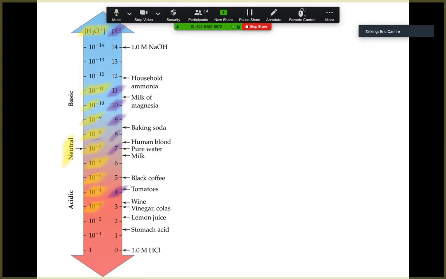And that's where the pH scale is going to be derived from. And so that's what we're going to do now. How can I go between pH, which is a measure of acidity, to concentration of hydronium?